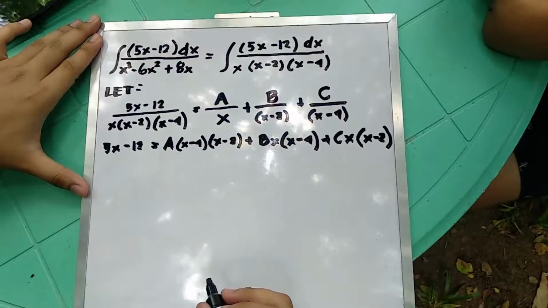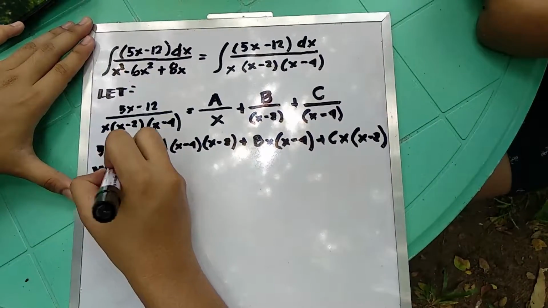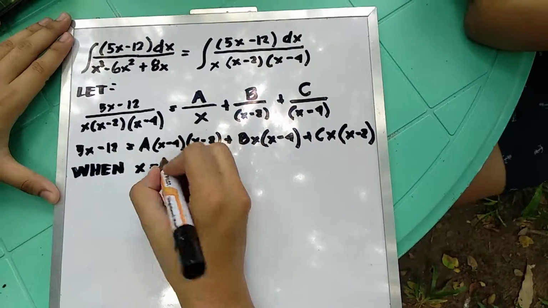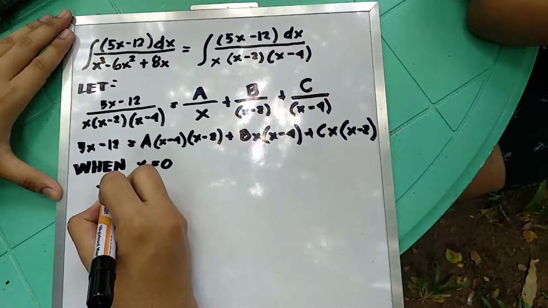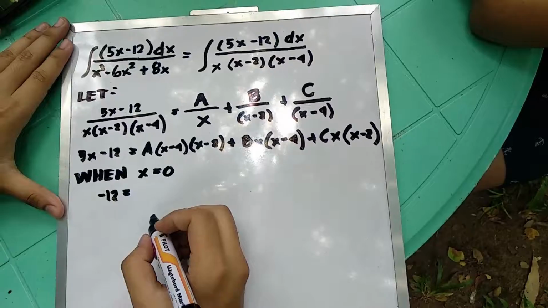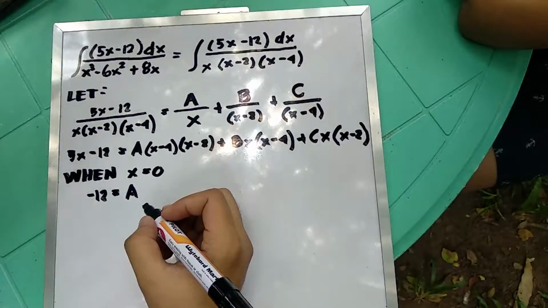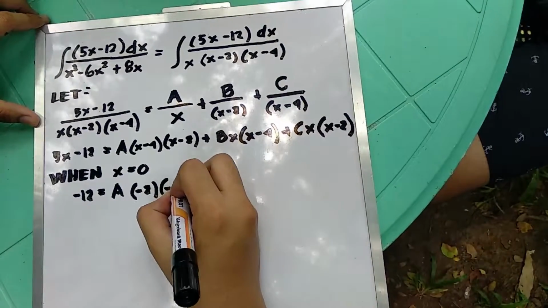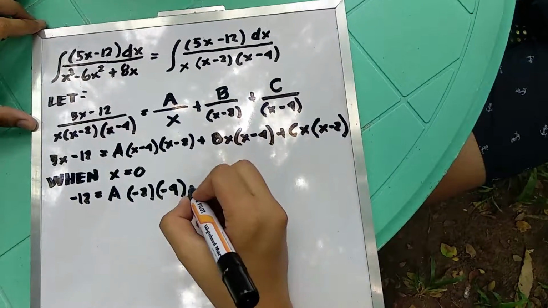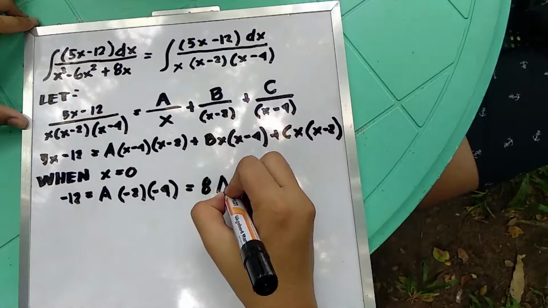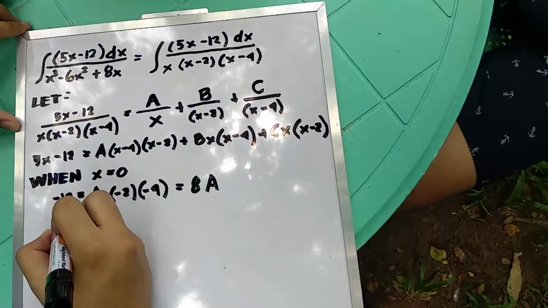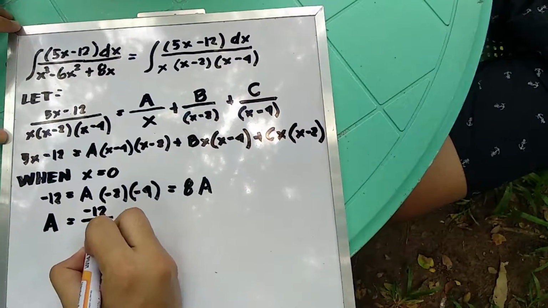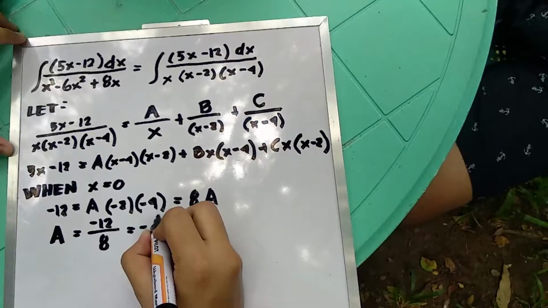We then use the zeros of the factors as values for x. When x is equal to 0, then negative 12 is equal to a times negative 2 times negative 4 equals 8a. Therefore, a is equal to negative 12 over 8, which can also be simplified or reduced into negative 3 over 2.